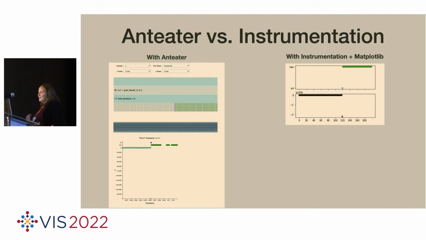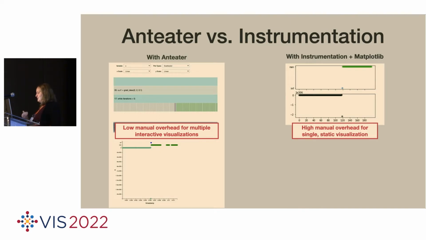With Anteater, we get several interactive visualizations. I didn't get to talk about the interactions between the two, but there are more than what I showed here. And you can also track multiple variables and quickly create plots of different variables. And so you get low manual overhead for multiple interactive visualizations, but with matplotlib and your instrumentation, you really just get this one static visualization for quite a bit more overhead.